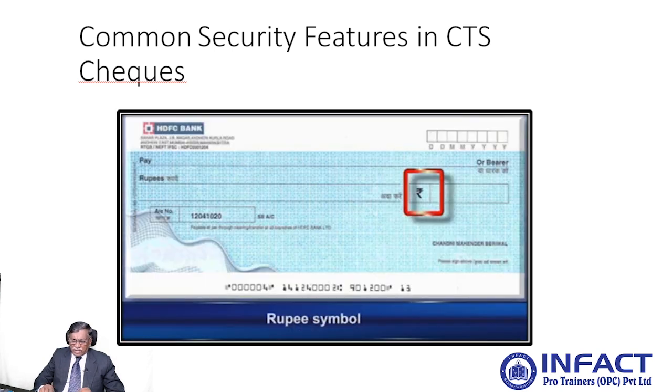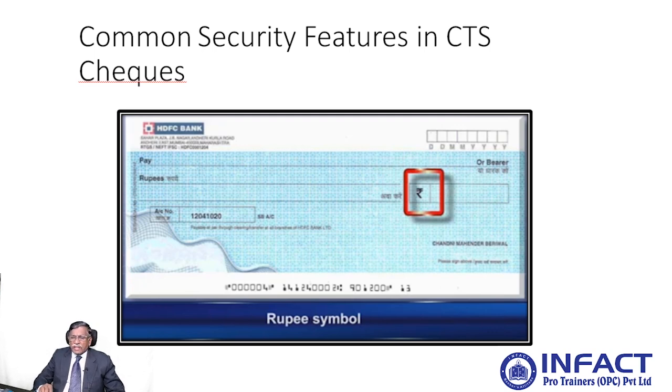There is a rupee symbol available on the CTS check, and it should also be readable, because they cannot put any other symbol over there. They cannot put some numbers. They have to write INR and then the amount. Instead of writing INR, there is a symbol, which represents the INR, the rupee.